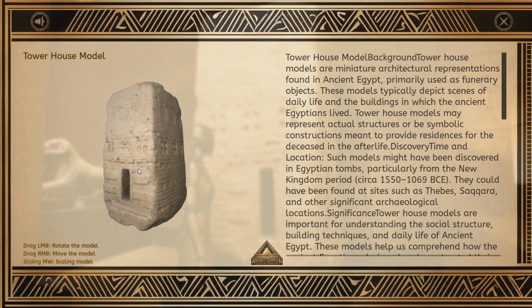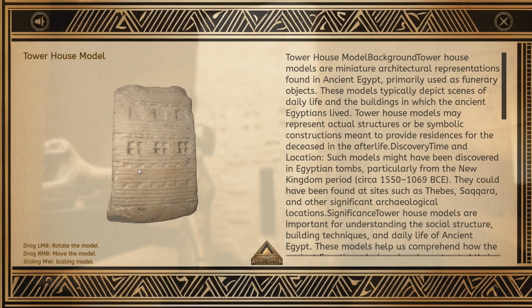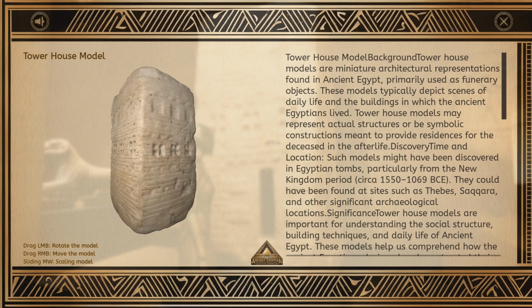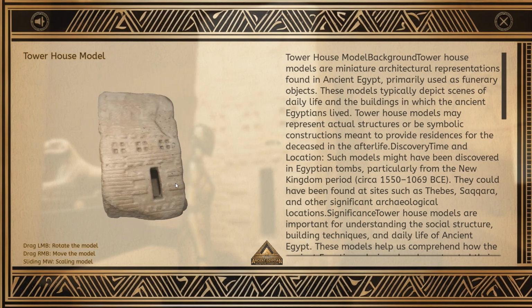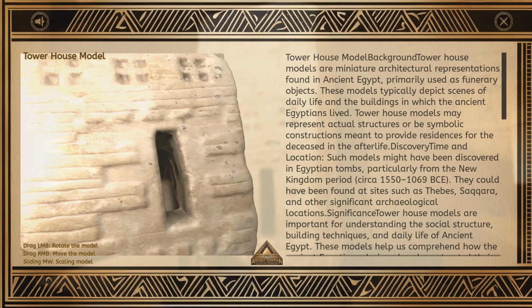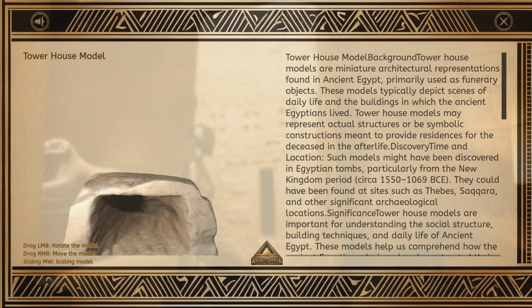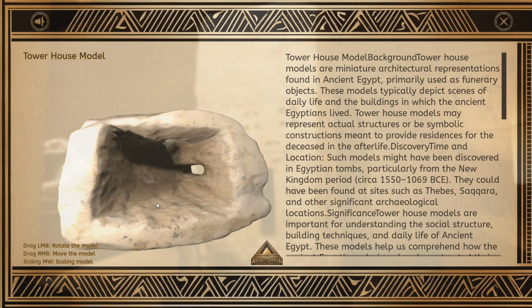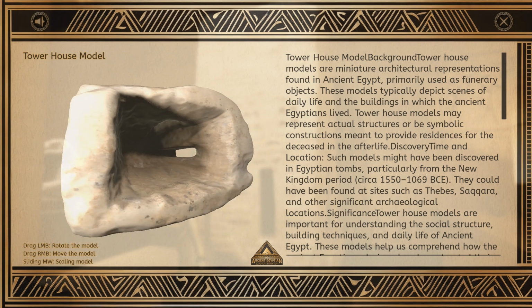Ancient Egypt tower house models are miniature buildings with multiple stories. This is a model of a building, and you can clearly see the windows and door. The interior of the door is even hollowed out, making it look more realistic. These models typically depict scenes of daily life and the buildings in which the ancient Egyptians lived.